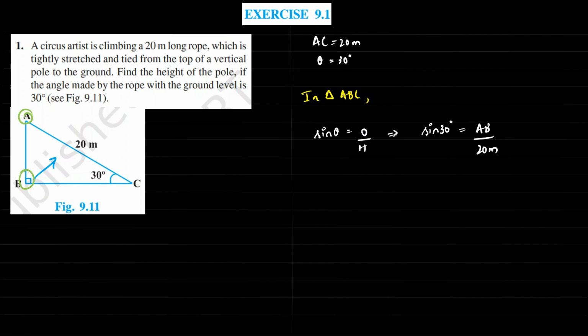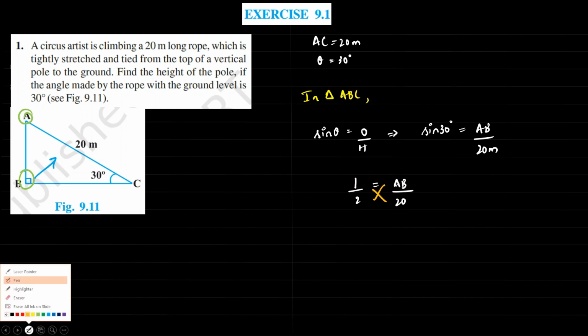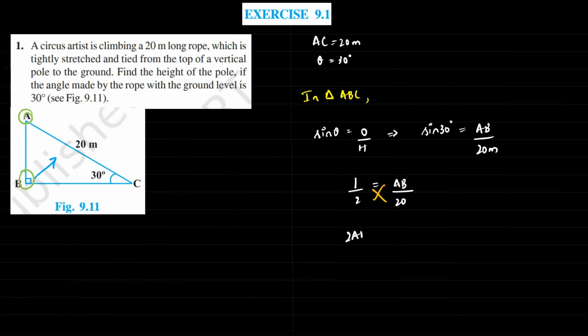Now, what is the value of sine 30? It is 1 over 2. So I can replace sine 30 with 1 over 2, and that's going to be equal to AB over 20. And now I can cross multiply. Upon cross multiplication, I should be getting 2 times AB, and that's going to be equal to 20. Divide both sides by 2. You have the value of AB as 10 meters, and this is going to be your final answer.